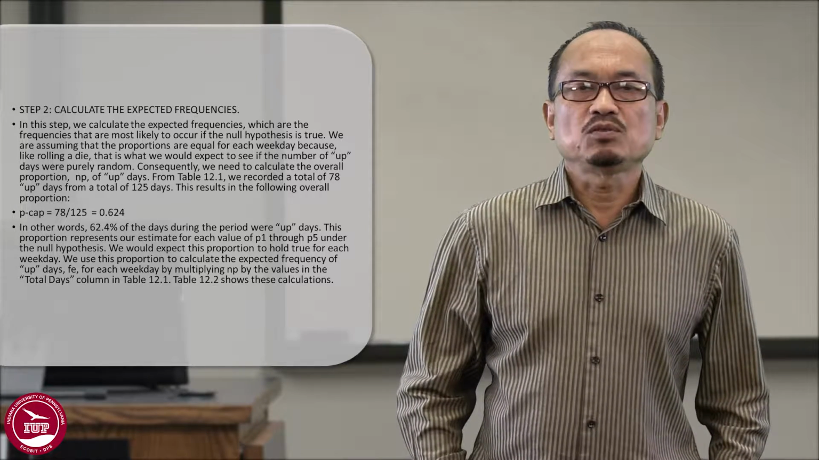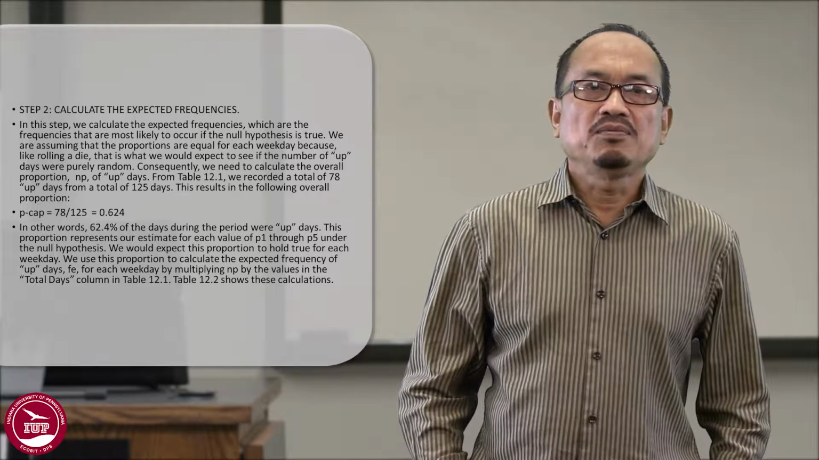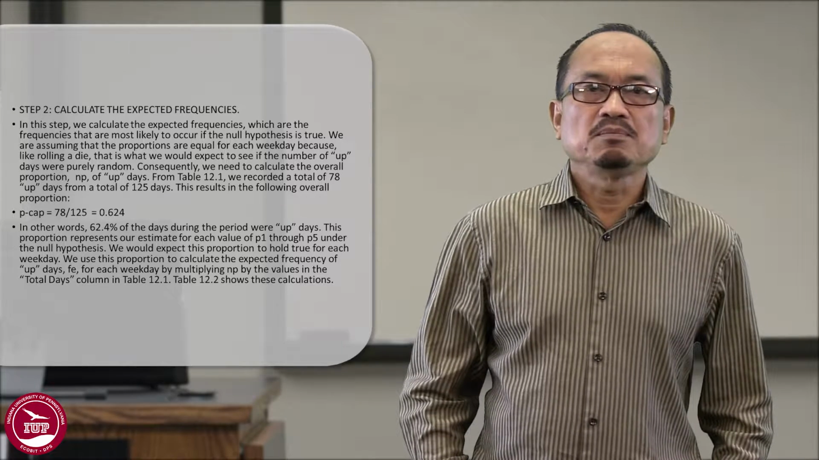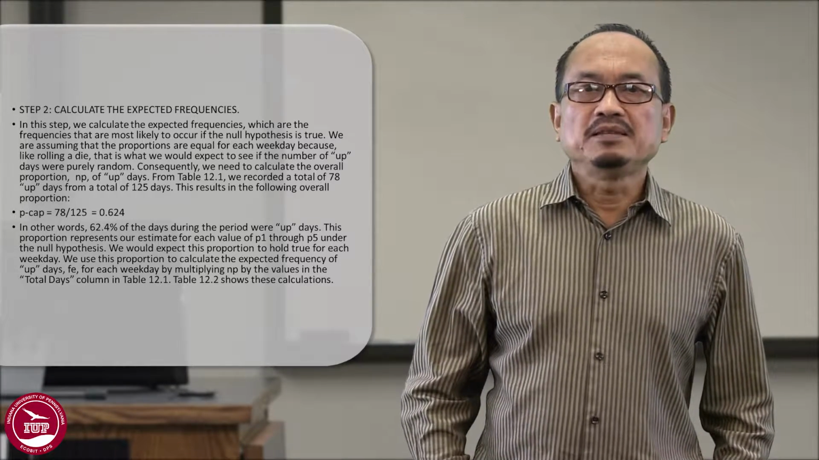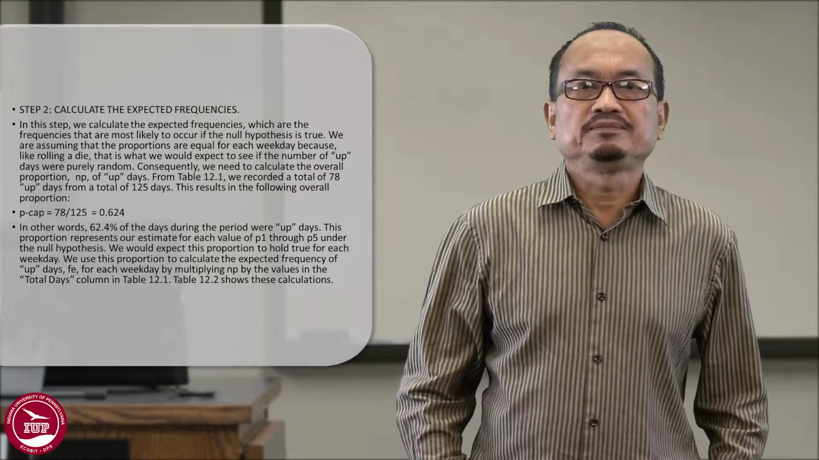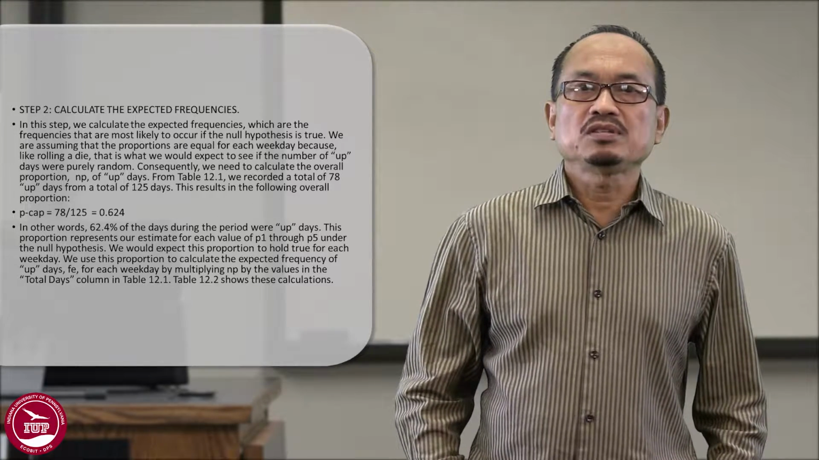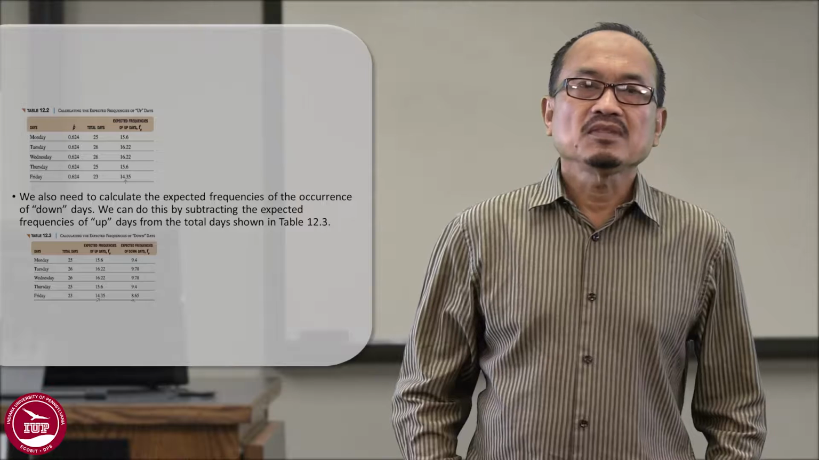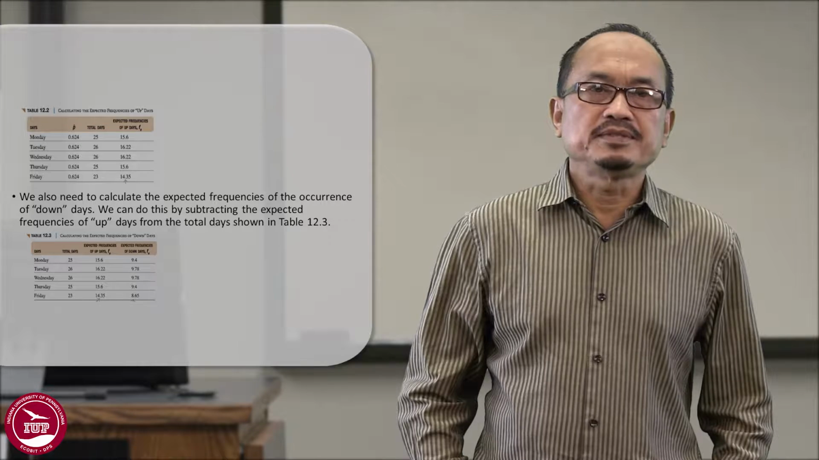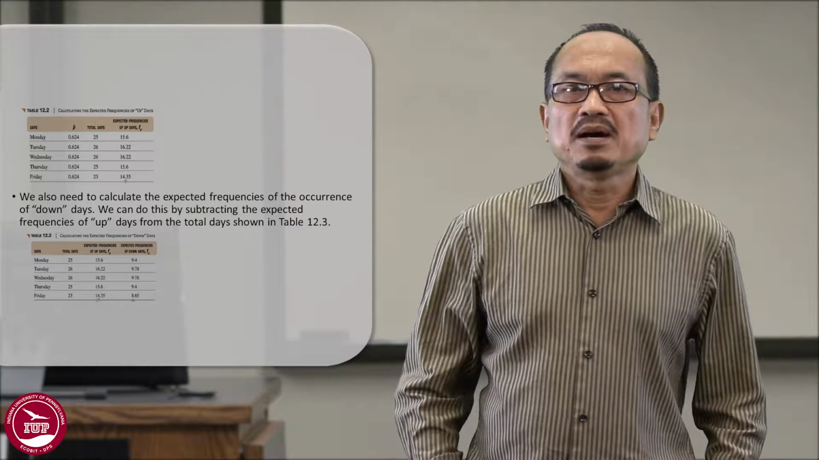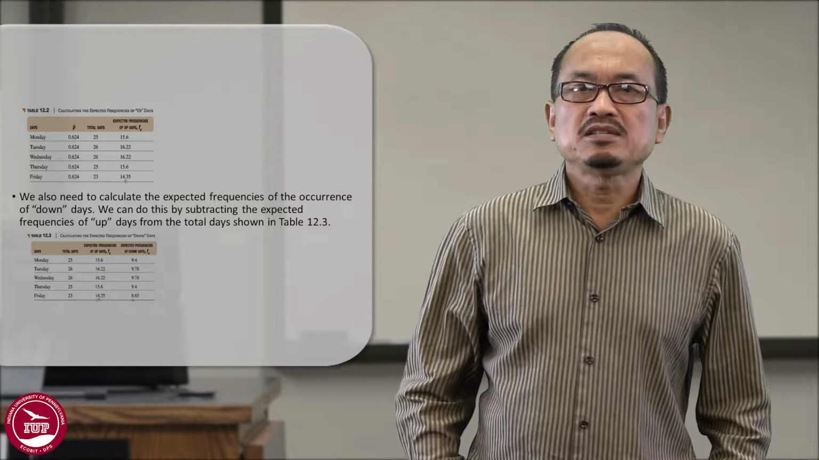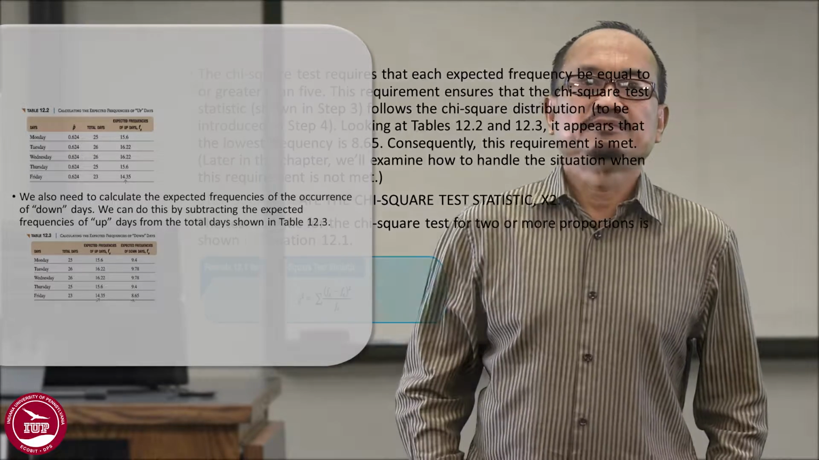We use this proportion to calculate the expected frequency of up days, or FE, for each weekday by multiplying n times P-hat, using the value in the total days column in table 12.1. Table 12.2 shows this calculation. We also need to calculate the expected frequency of the occurrence of down days. We can do this by subtracting the expected frequency of up days from the total days, shown in table 12.3.